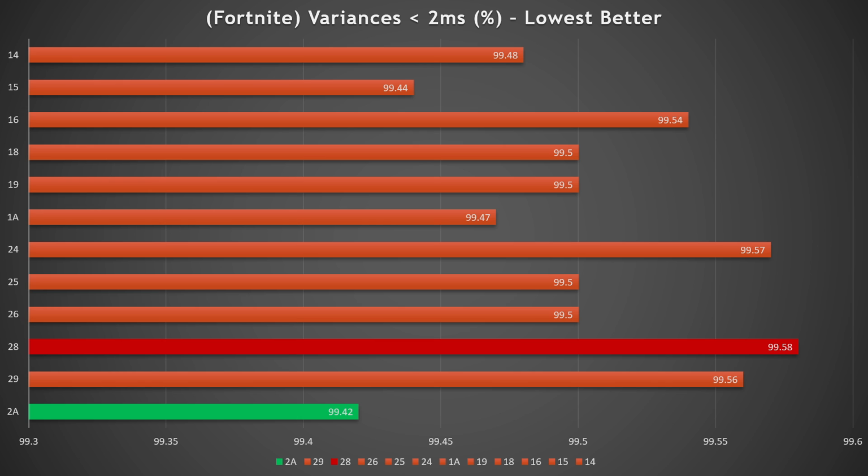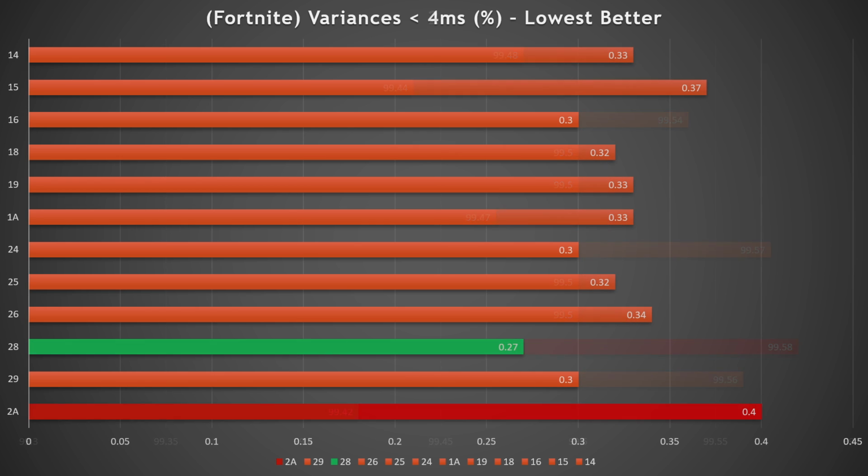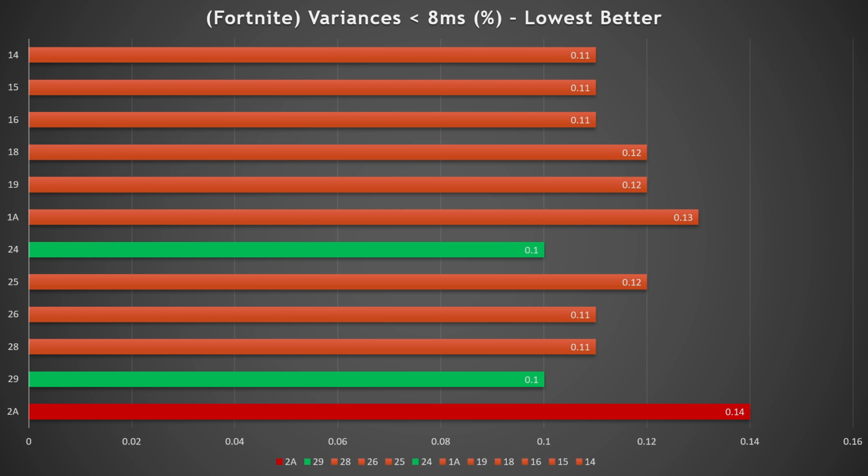Now, variance smaller than 2 milliseconds: the best value was 2A and the worst 28. In variance smaller than 4 ms, the best value was 28 and the worst was 2A. The variance smaller than 8 ms: the best values were 24 and 29, and the worst 2A.